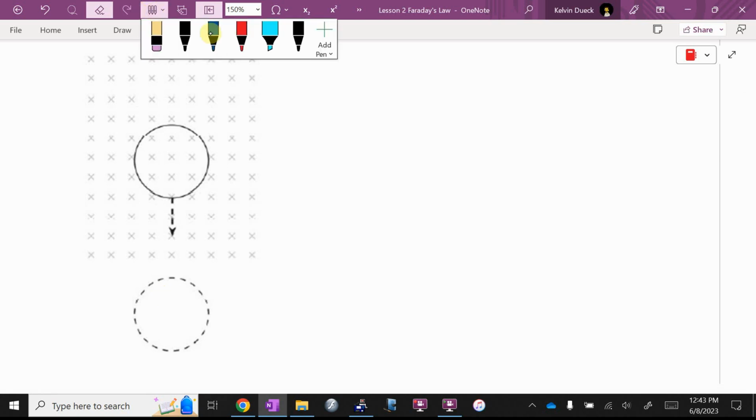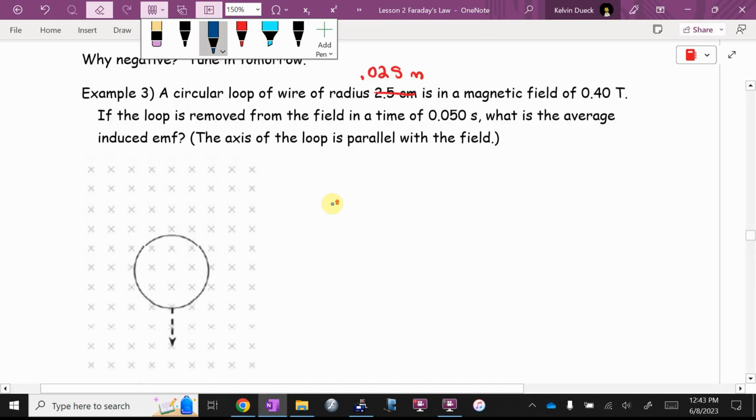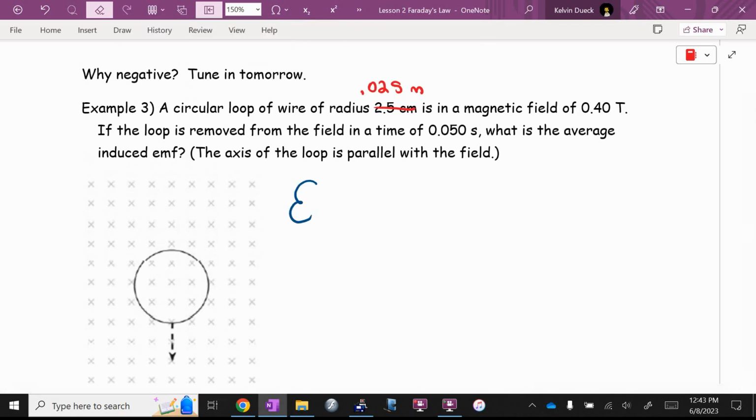The average induced EMF for a coil. This is going to be Faraday's law. So our new equation, EMF equals negative N delta flux over delta T. Oh, how many loops of wire? What's N? It says a loop, a circular loop. So N is going to be 1 for the rest. You know what? Since this is new, let's do our little DFIC approach. N is going to be 1.